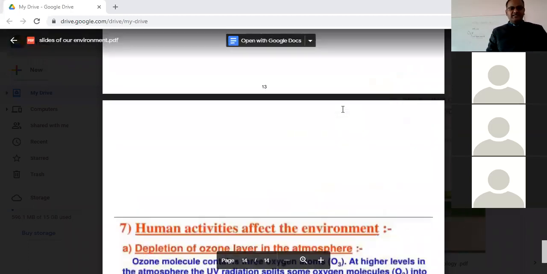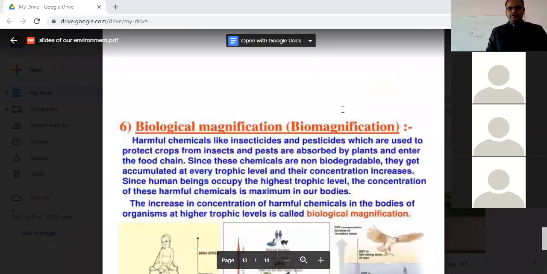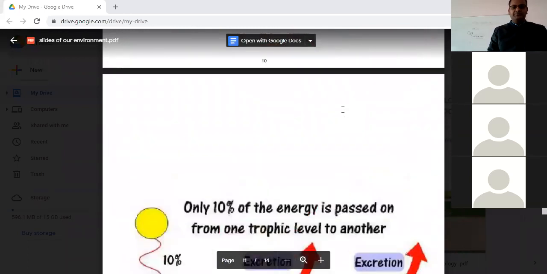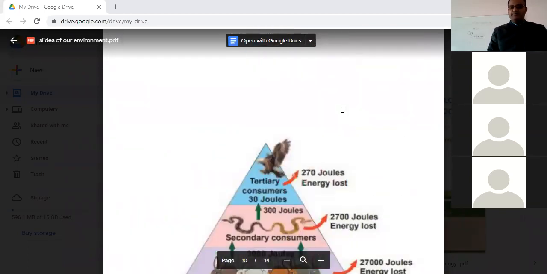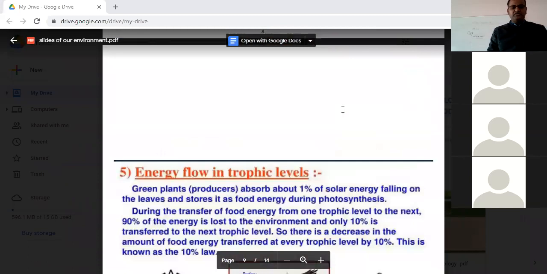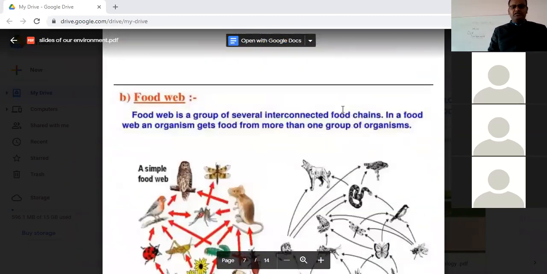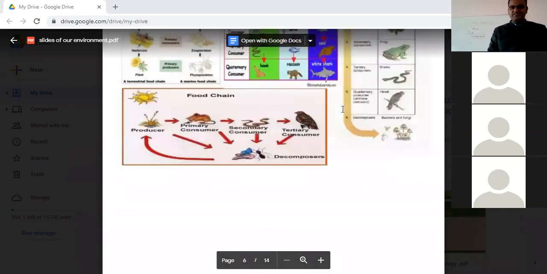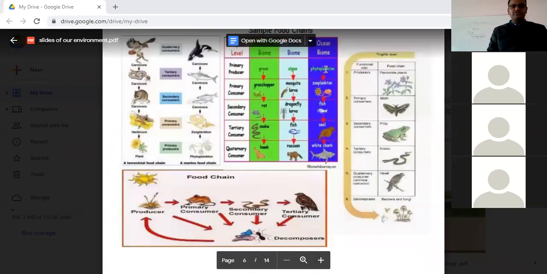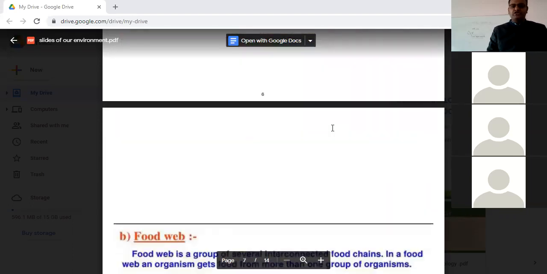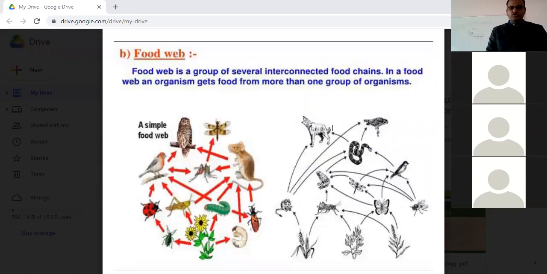Okay, so once again, an overall briefing of what we studied in this chapter and what the important aspects are. And remember, students, in this chapter, in the board examination, awareness-based questions come, and even case study questions. So case study is also a very important aspect of this chapter. Once again, we did the food chain and the food web.